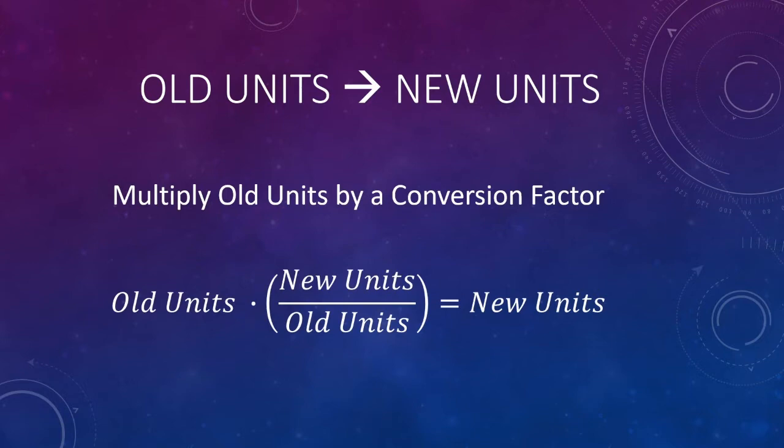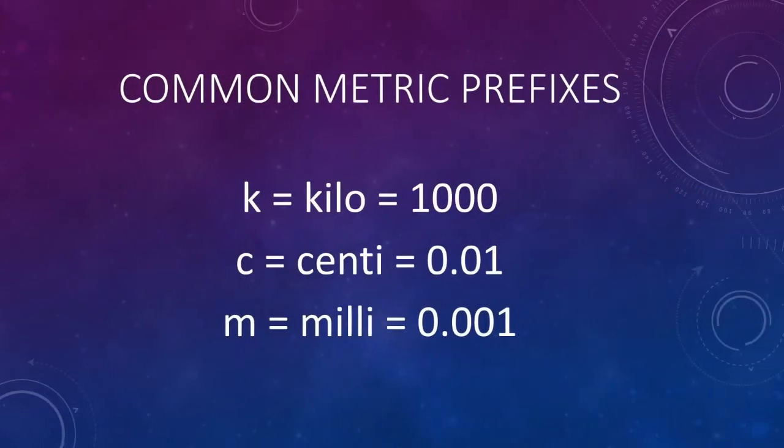And to do so, let's look at some common metric prefixes. When you first get started, you'll pretty much just see these three: kilo, centi, and milli. Kilo is lowercase k, which is 1,000. Centi is lowercase c, which is 100th or 0.01. A way you can remember it is centi is like century, related to 100. And then milli is lowercase m, which is 1,000th or 0.001. And a way you can remember it is milli is like millennium, which is related to 1,000.